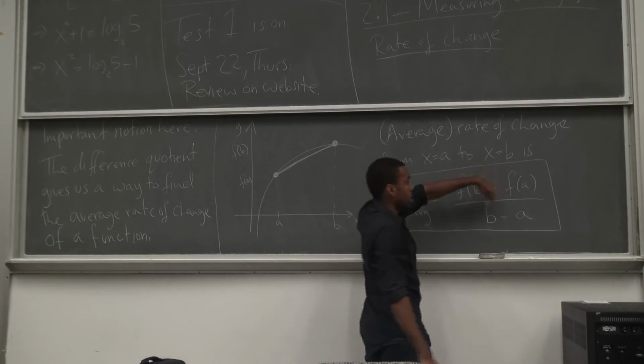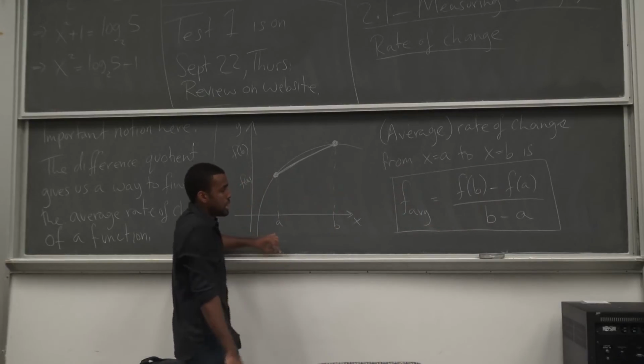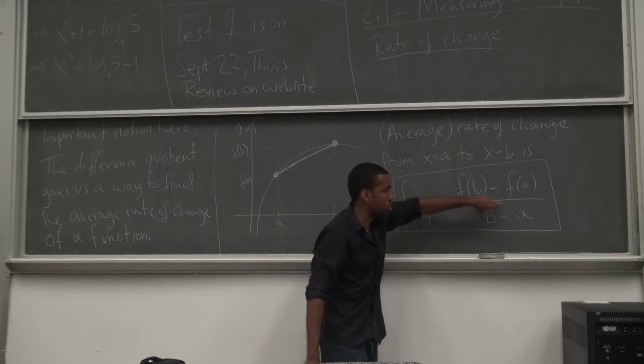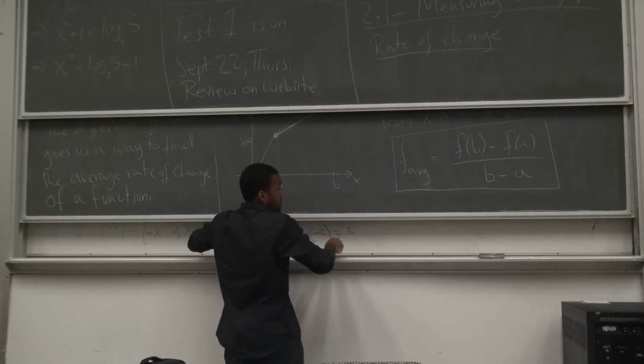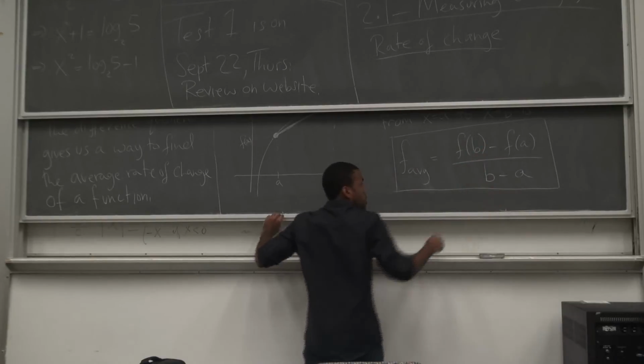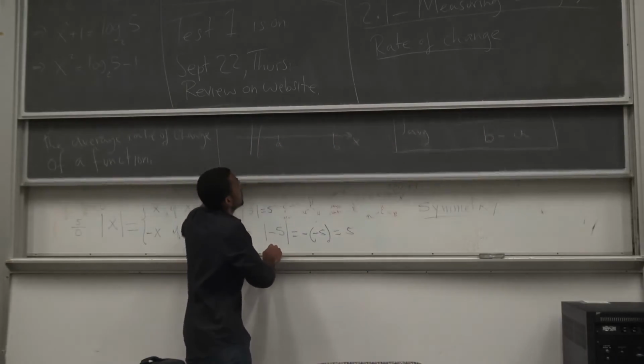Right? The change in the y over the change in the x. And that's telling me on average, how much is it changing? How much is the y value changing for 1 unit in the x? So it's kind of like me saying miles per hour, right? How do I change every unit of time in hours?